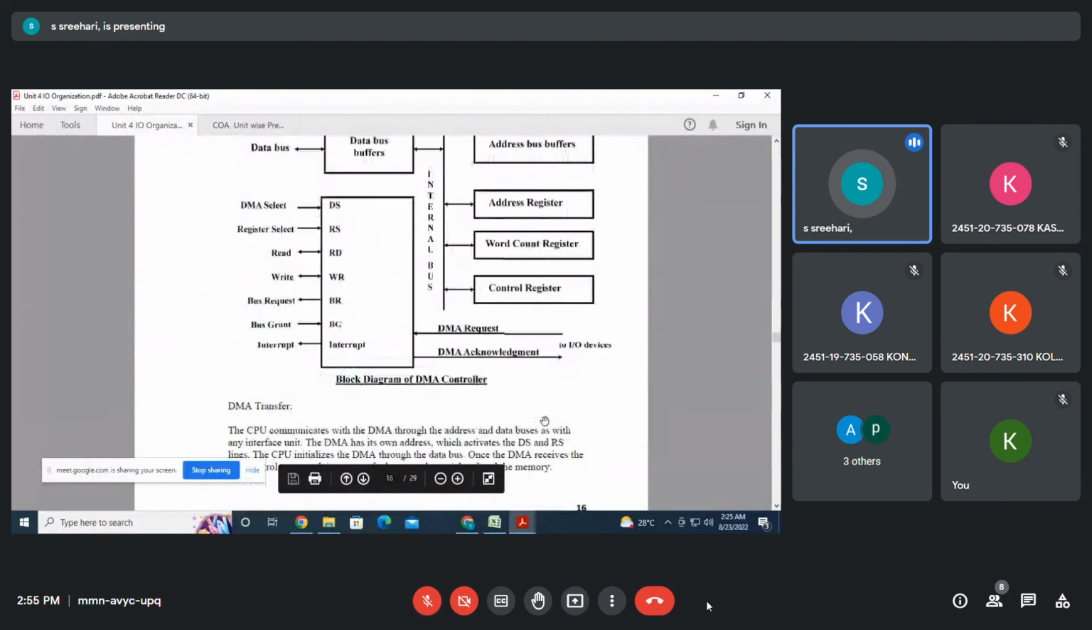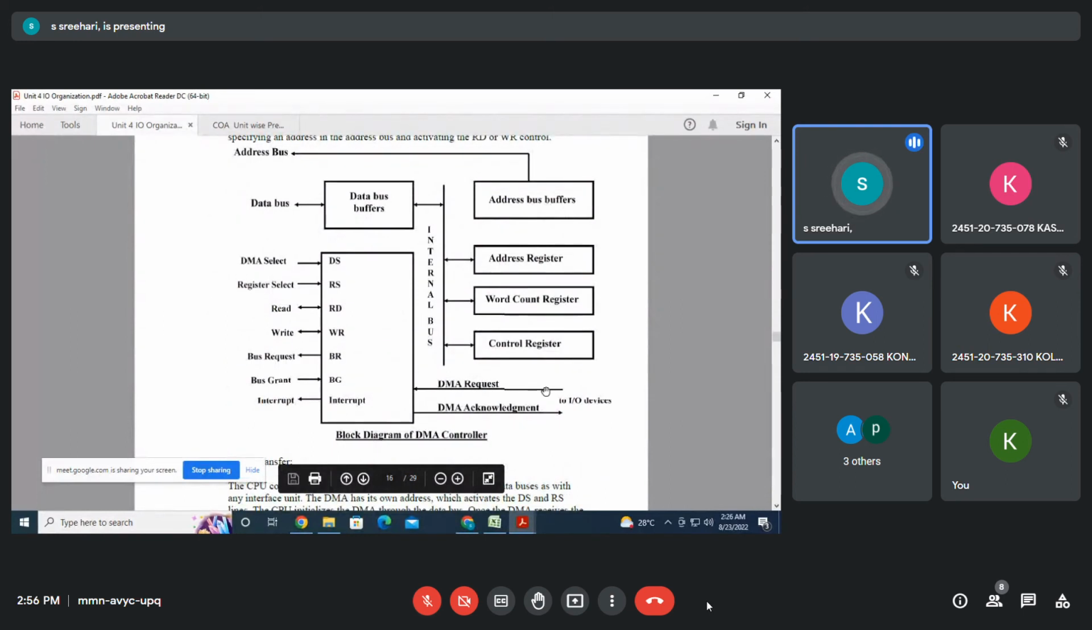And the block diagram of DMA, I already said that it has IO devices. So the IO devices send a DMA request. Once it is received, the DMA sends a bus request signal to the CPU. Once the permission is given, a bus grant signal is received by the DMA. Once it receives the bus grant signal, the data is transferred from the IO devices to the memory. Then once it is completed, an interrupt signal is generated and given to the CPU, right?